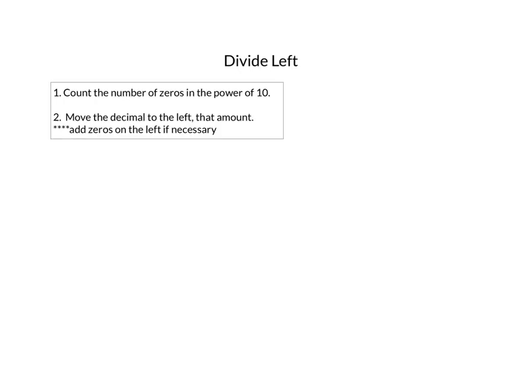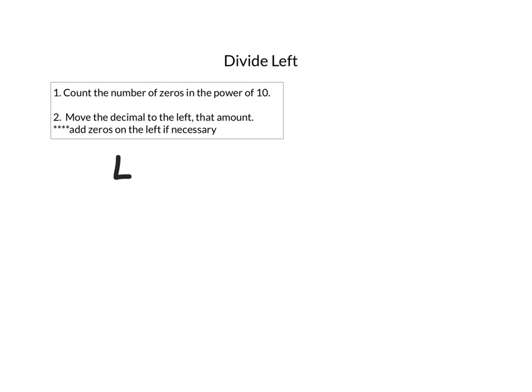All right, let's look at our next situation, which is division. We're going to divide left. You're going to count the number of zeros in the power of 10, just like before, and this time you're going to move the decimal to the left that amount. You may have to add zeros, but this time we're going to add them on the left-hand side.